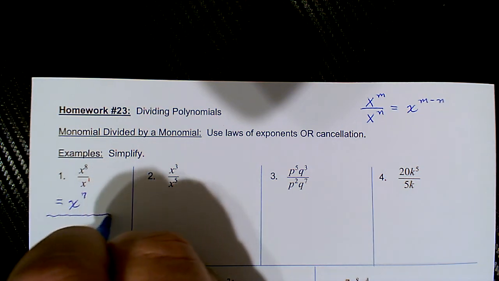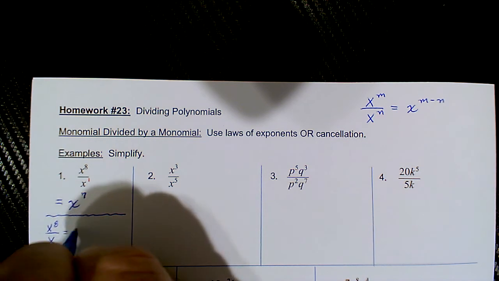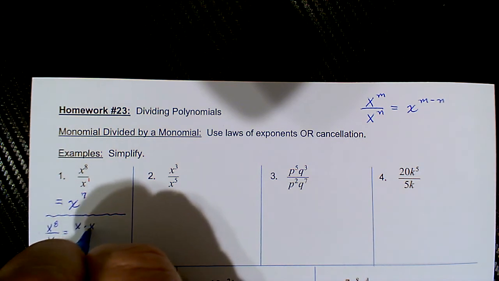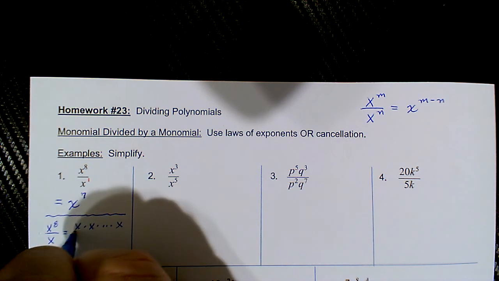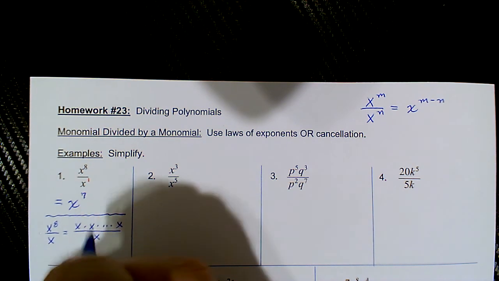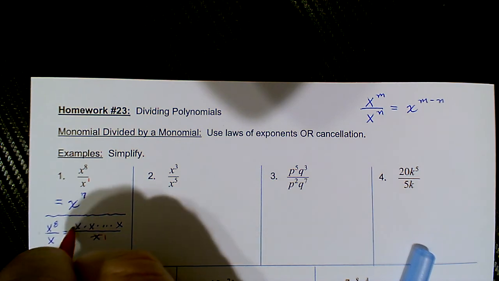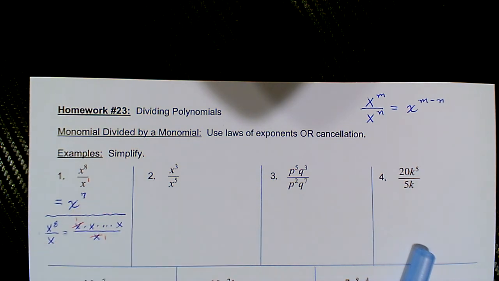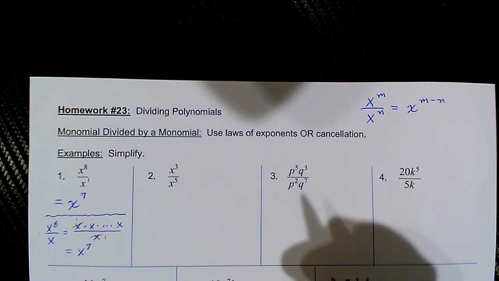Now, thinking about that as cancellation, x to the 8th over x, there's really 8 factors of x. I'm not going to write them all out. Divided by x. And if you cancel one of them from numerator and denominator, we're left with 7 in the numerator over 1, so x to the 7th.